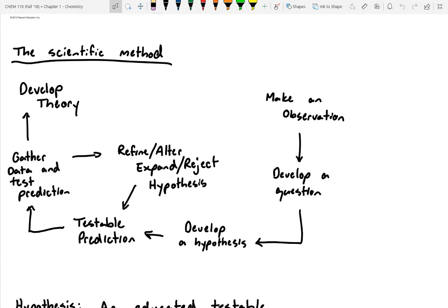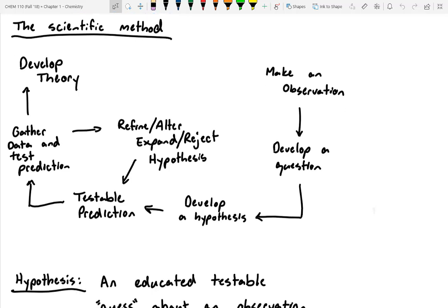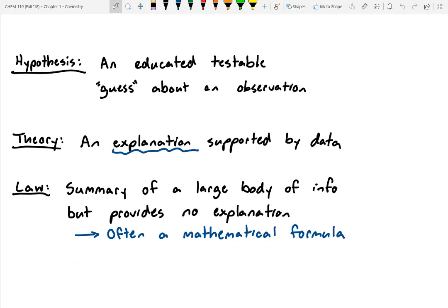And then we test that guess, and then we gather data regarding it, and then we might need to refine it, alter it, expand it, or reject it, and then we go into this loop, and eventually we gather enough data to develop a theory, ideally. That's the ideal endpoint in science. And what's a theory? Who wants to help me out with that? It's an explanation, right? So a lot of people mix up theories and laws, and that was one of the things we talked about. A theory explains the why, a law doesn't. A law just says this is what it is. And often it's a mathematical formula. So that's a good way of distinguishing the two.